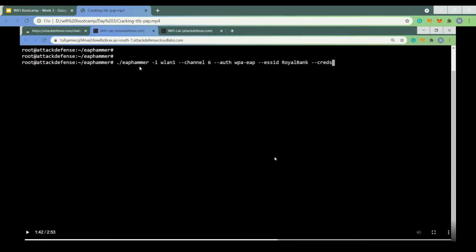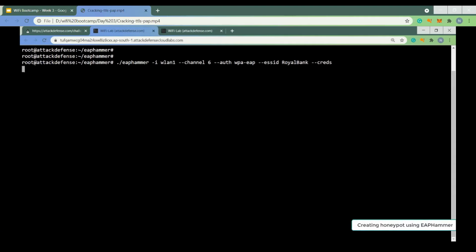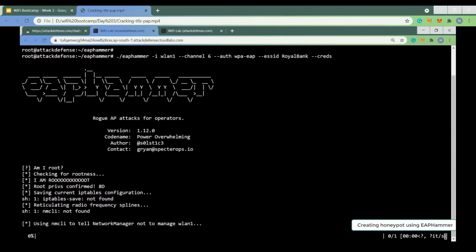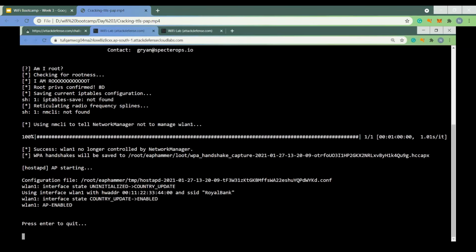EAP Hammer is the binary. -i is to define the interface. We are going to use wlan1 because wlan0 is already in use. We are putting it on channel 6. You can put it on channel 3, channel 4, totally up to you. Then the authentication is WPA Enterprise, that is WPA-EAP. We are defining that. The ESSID is Royal Bank, and we want to capture and show the credentials. With that, just press enter, and it will automatically run hostapd and all of the things in the backend. And now your honeypot is ready.